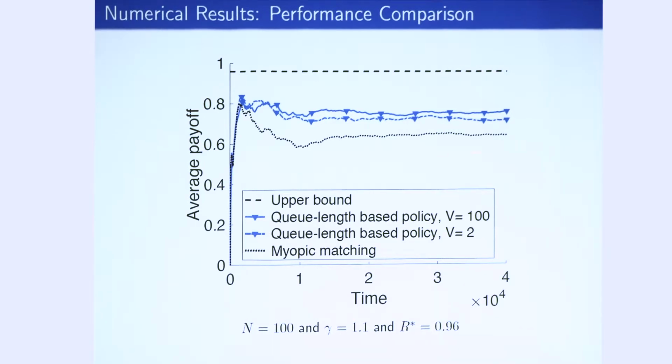The myopic matching is way below here. And queue length-based control does slightly better. But still, when v is large, there's a big gap to the Oracle upper bound. The reason is that the queuing delays the learning process.